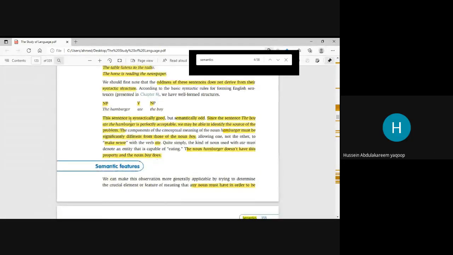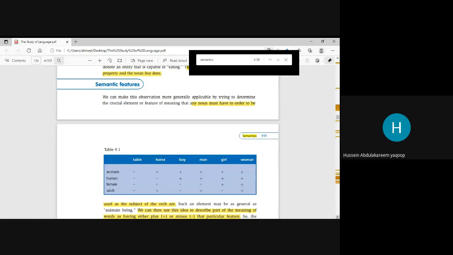Now this sentence, as Mahmoud said, is syntactically okay, but semantically it's odd, for the reasons we just talked about. Now let's move to know more about the semantic features, خواص الدلالة. How do we decide? As we said, we need the noun to be rich in the properties that enable it to do a particular action, properties that allow the noun to fit with the verb that comes after it.